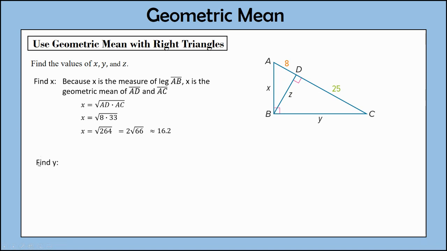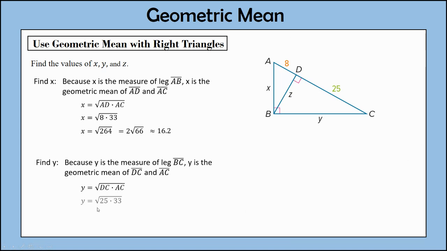Okay. How do we find Y? Well, Y is a leg also. And to find the leg of a right triangle using this concept, it's going to be the geometric mean of the segment that's adjacent to Y times the overall length of the hypotenuse. So it's going to be the geometric mean of DC times AC. So 25, which is DC, times 33, which is AC, is the square root of 825. That's 5 square root of 33, which is about 28.7. So this distance of Y is about 28.7.